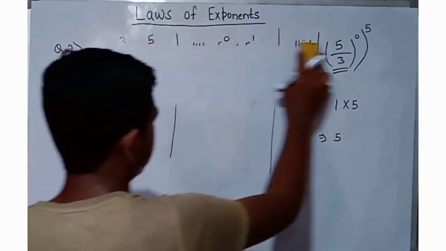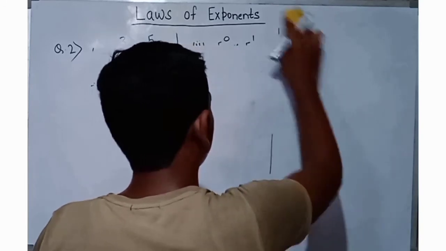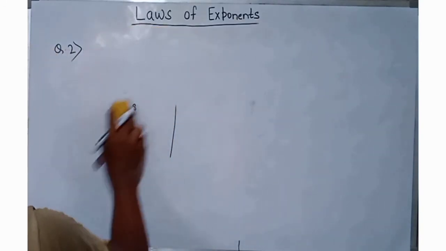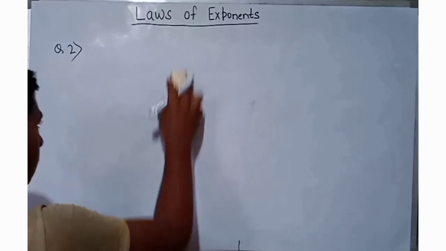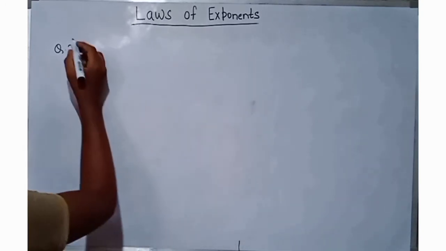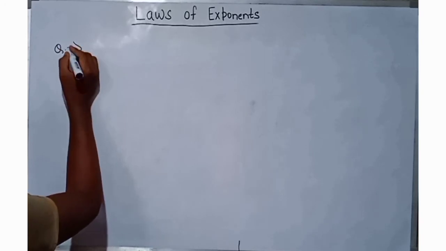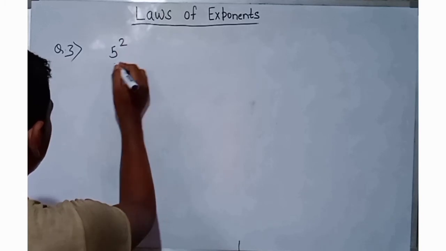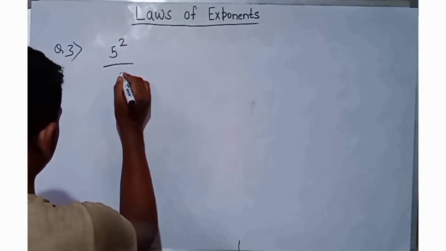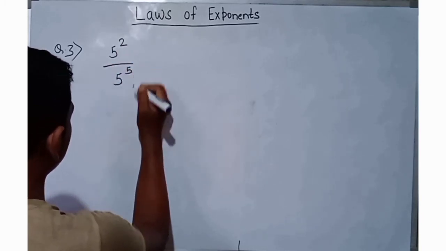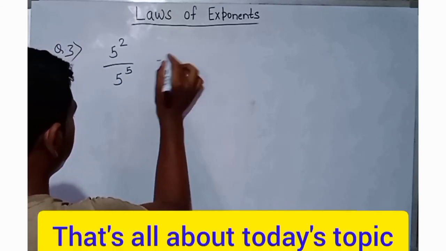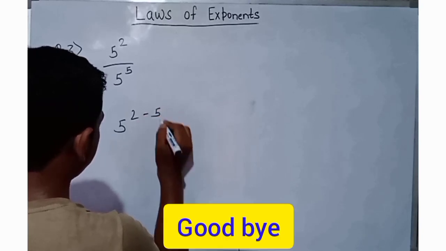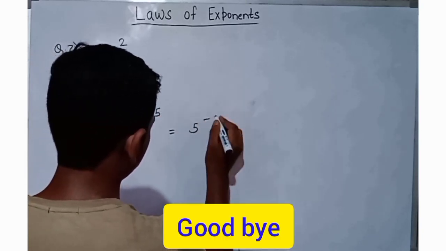So the next question, question number 3: 5 to the power 2 by 5 to the power 5. So it will be 5 to the power 2 minus 5, which is 5 to the power minus 3.